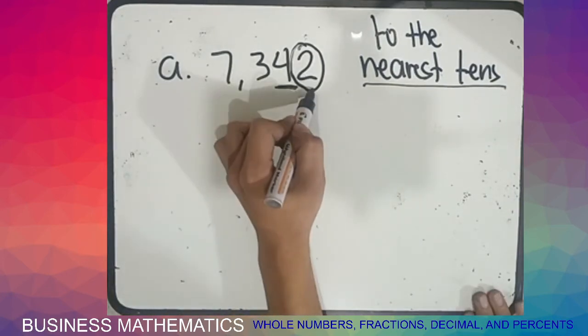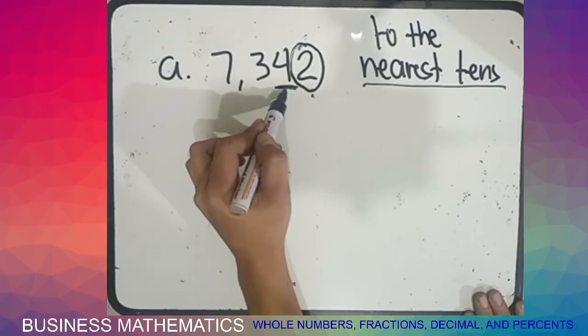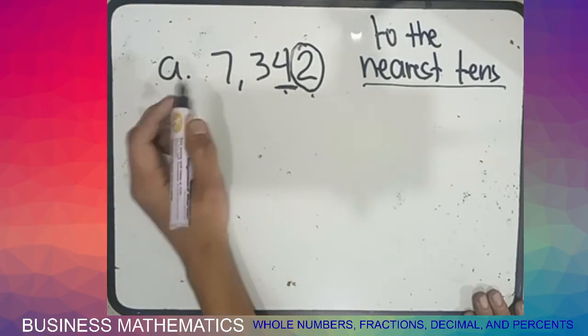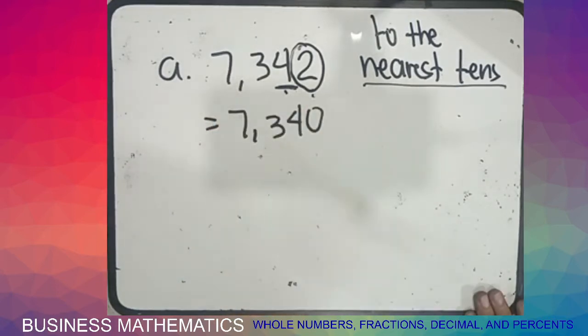So, si 2 is less than 5. Tama? So, ibig sabihin, hindi tayo mag-a-add ng 1 dito sa 4. So, pag ni-round up natin siya, magiging 7,340. Okay. So, tama. So, ganyan yung pag-round up. So, letter B.